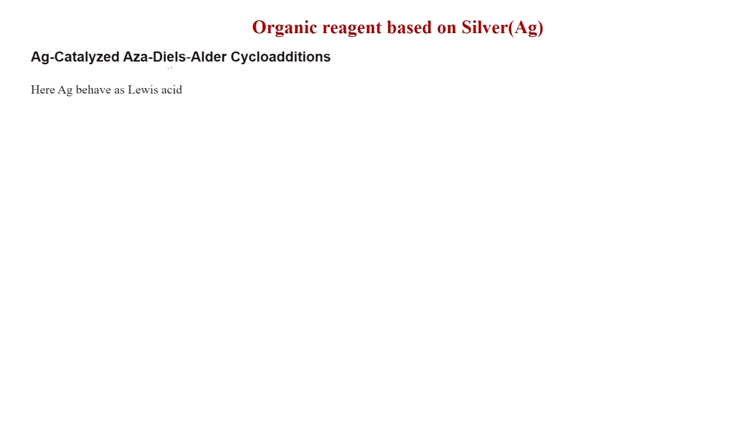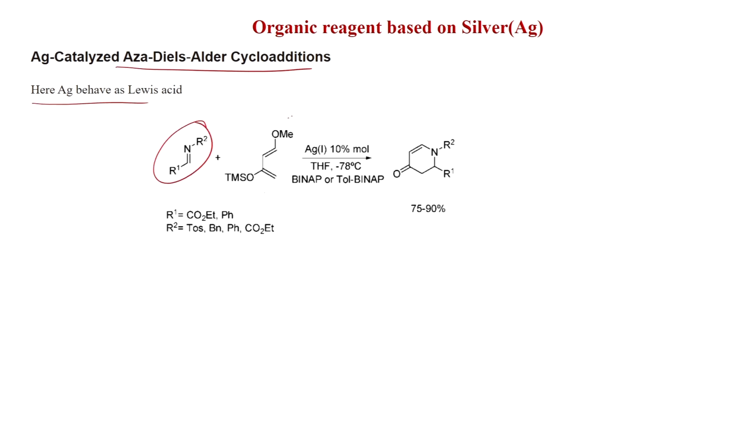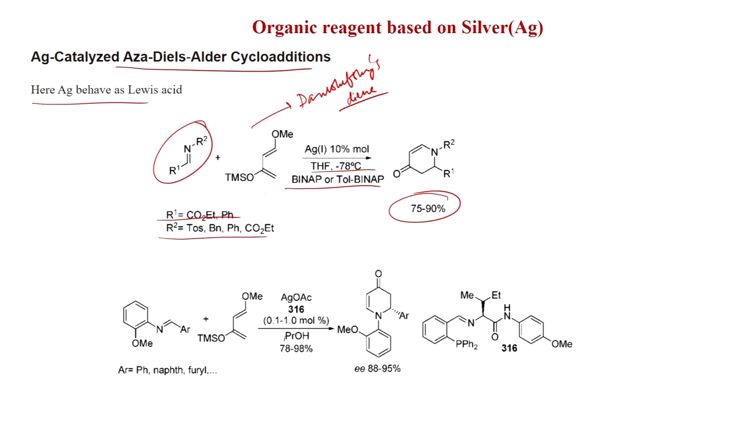So, silver catalyzed Diels-Alder reaction is possible. Here silver behaves as a Lewis acid, like here imine, and this is Danishefsky's diene, with silver 10 mole percent, THF, minus 78 degree centigrade, BINAP or toluene, BINAP, you get this product in 75 to 90% yield, and different groups are tolerated. R1 CO2Ph, R2 is equal to tosyl, benzyl, phenyl, CO2 etc. So, this is the racemic version, and this is the chiral version.